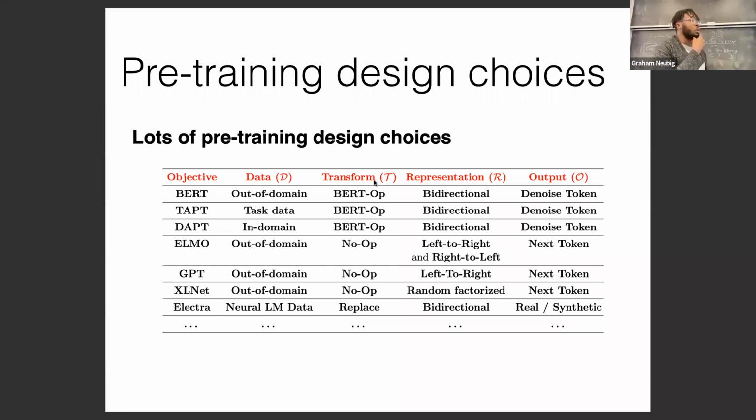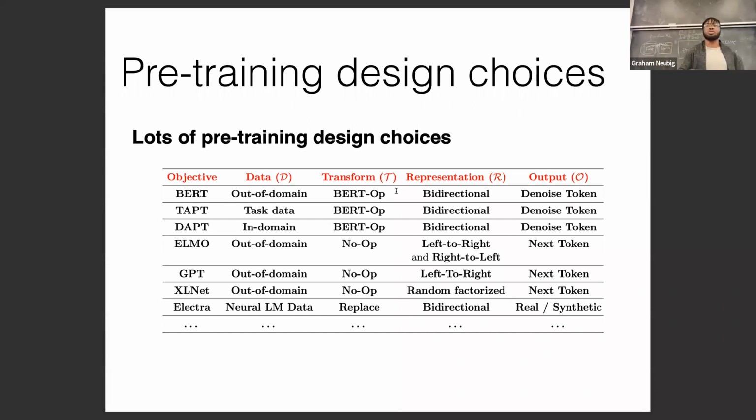And then in terms of the output token, you can predict a denoised version of the token, or you can do something like GPT that tries to predict the next token. So we have all these different design decisions that go into making a pre-training objective, and we don't know how exactly these design decisions affect each of the downstream tasks that we care about, right?